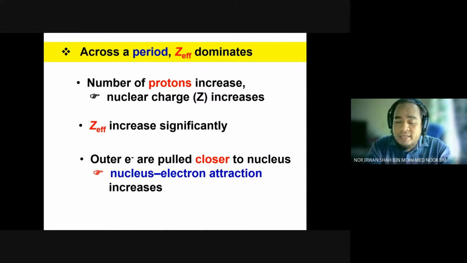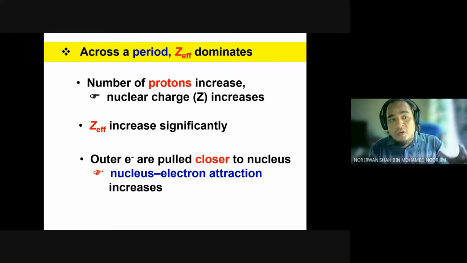So when this effective nuclear charge increases, so kita boleh kata apa? We can say that the outer electrons are pulled closer to the nucleus. Sebab apa? Sebab effective nuclear charge menunjukkan kuasa tarikan yang dirasai oleh outer electrons. Kan? So kalau effective nuclear charge tinggi nilai dia, so that means apa guys? The outer electrons are being pulled closer to the nucleus. Jadi apa signifikan dia? Apa kesan dia terhadap size?